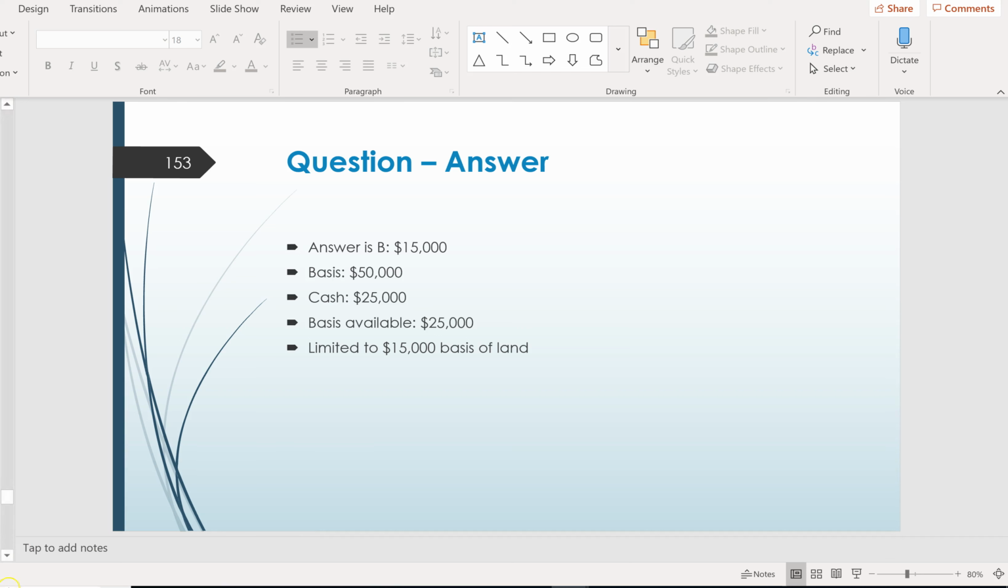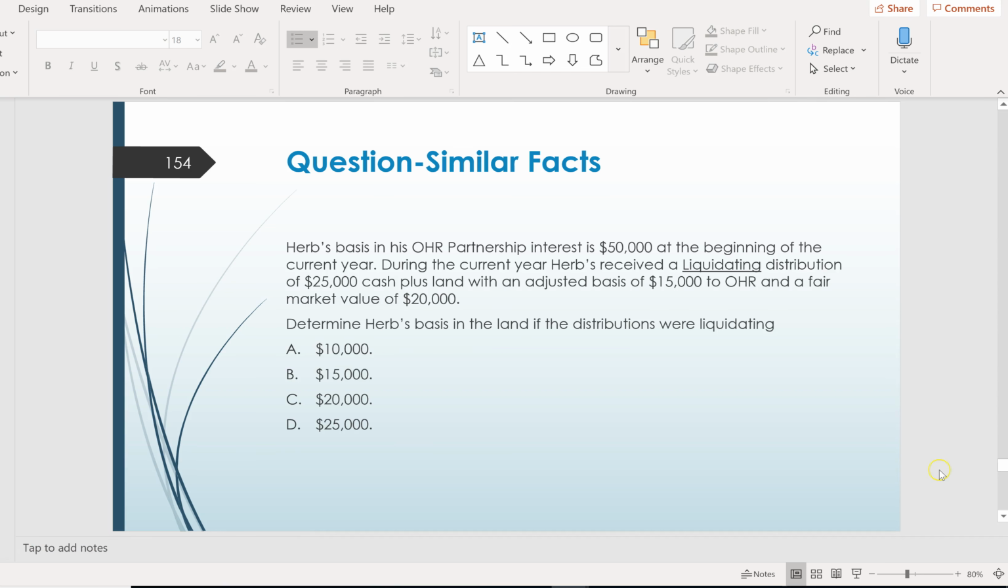But what if it was a liquidating distribution? So same facts, but what if it was liquidating? Well, then you'd have to zero out Herb's basis. So first you'd give the cash of 25 and apply that to the basis of 50, and you'd have 25,000 left for Herb's basis. Now you have this information given about the land with a basis of 15 and a fair value of 20.